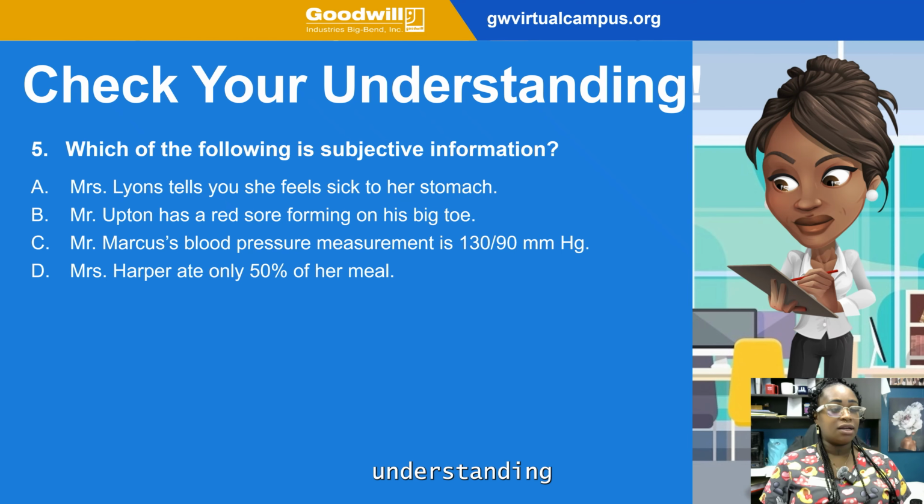All right, for checking your understanding, which of the following is subjective information? All right, if you answered A, Ms. Lyons tells you she feels sick to her stomach, that is absolutely correct. It's subjective because we can't feel it and we didn't measure it. So we don't know if it's actually something that's real or if it's something she's just telling us and wants to be checked up on.